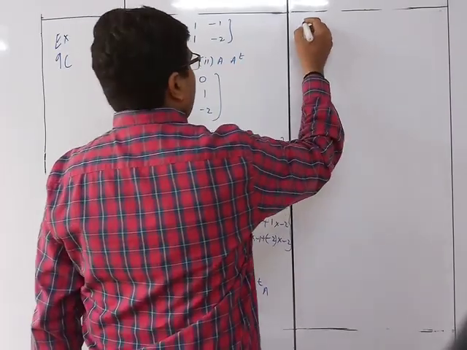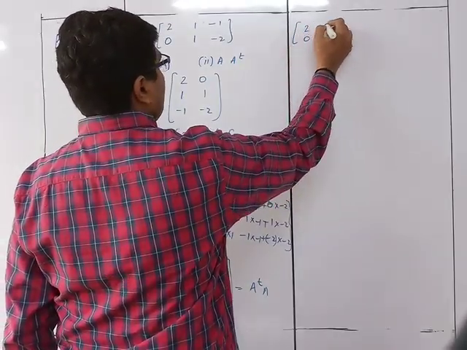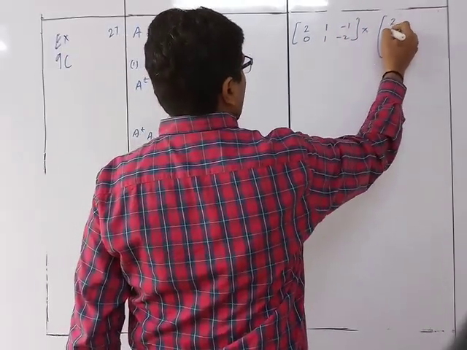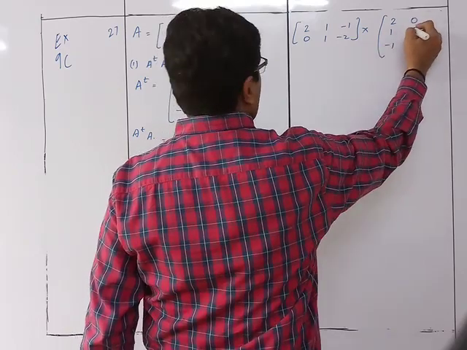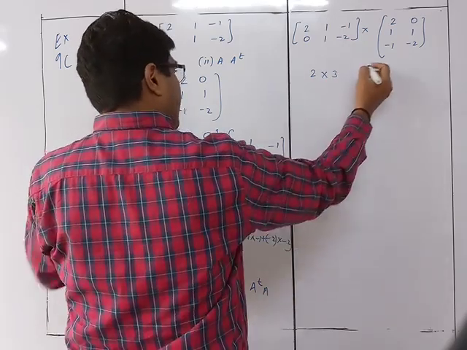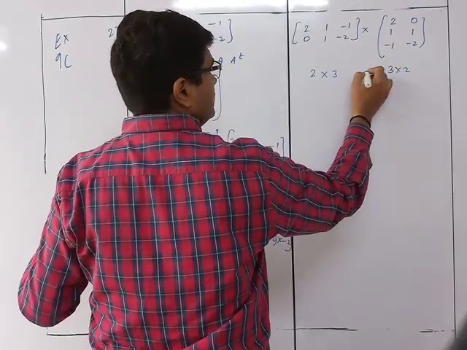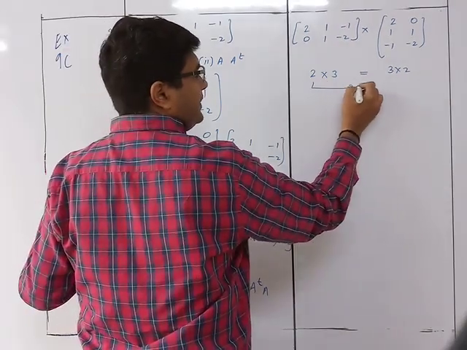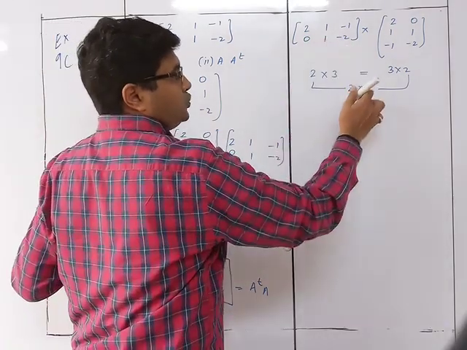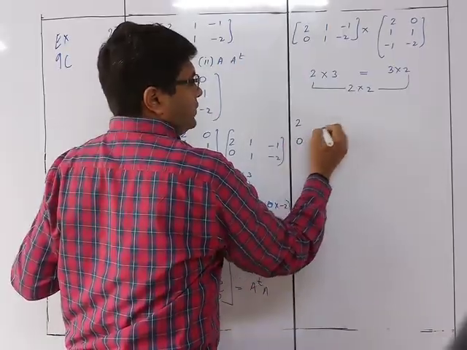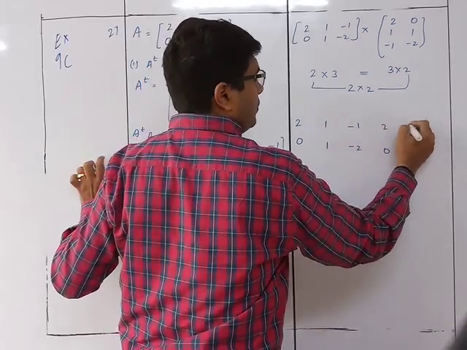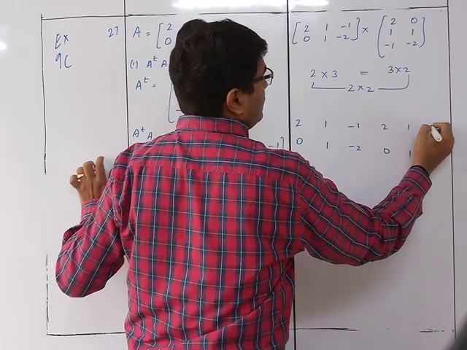That is the multiplication of 2, 0, 1, 1, minus 1, minus 2 into 2, 1, minus 1, 0, 1, minus 2. Now this is a 2 by 3 matrix and this is a 3 by 2 matrix. So yes, multiplication is possible. The resultant will be a 2 by 2 matrix. So I am going to write this twice.